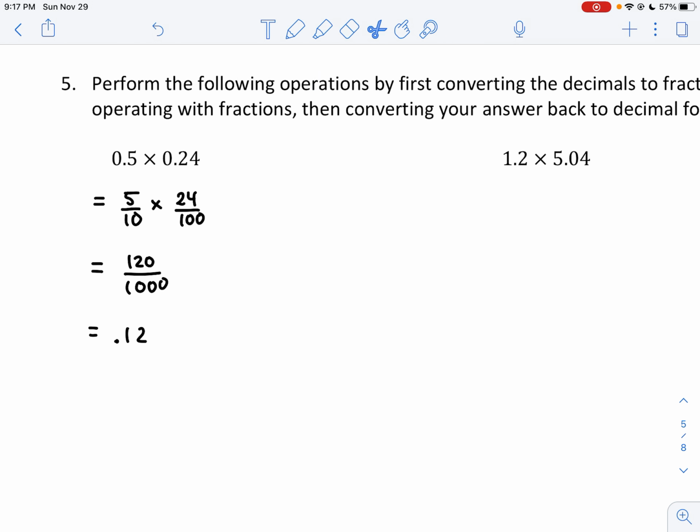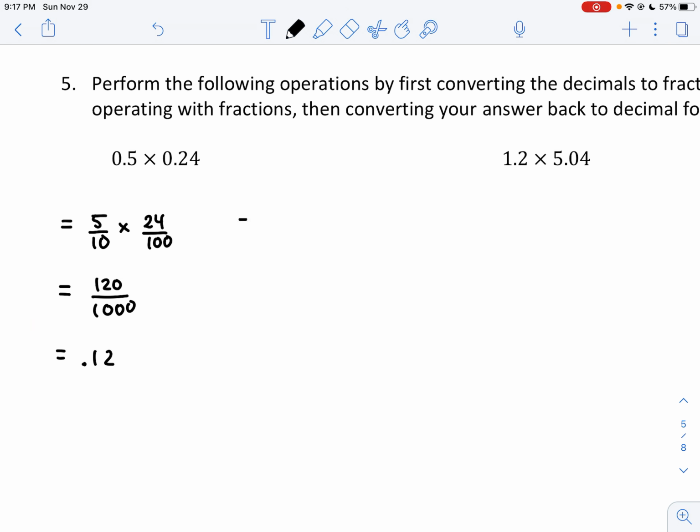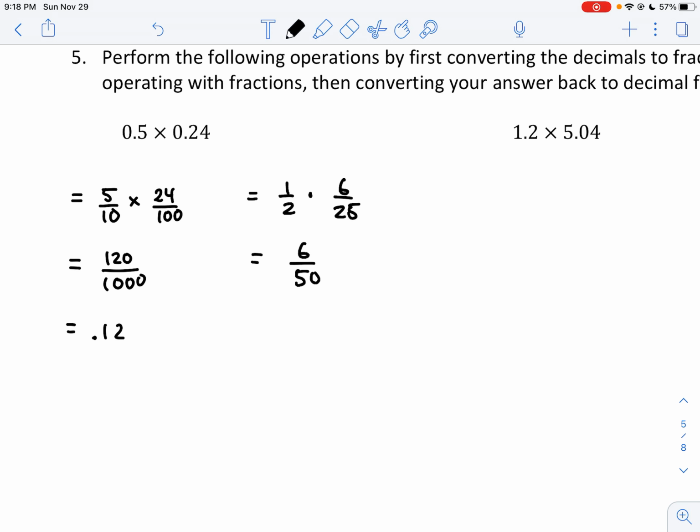Now you could have taken this a slightly different route and simplified the fractions before you multiplied. So let me just show you that real fast. Again, write this instead of 5/10, simplify that to 1/2. And instead of 24 hundredths, simplify that, let's say I can divide by 4, so that gives me 6/25. Oops, and this is times, not plus. This takes me to an answer that's 6/50.